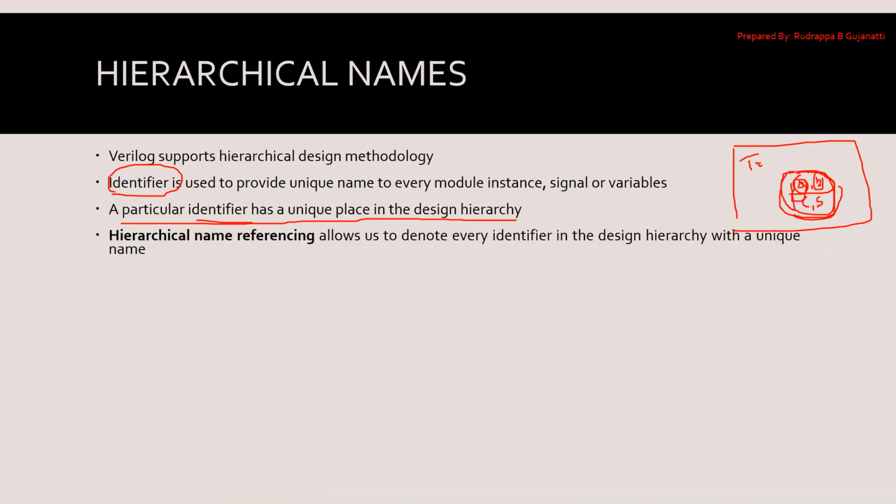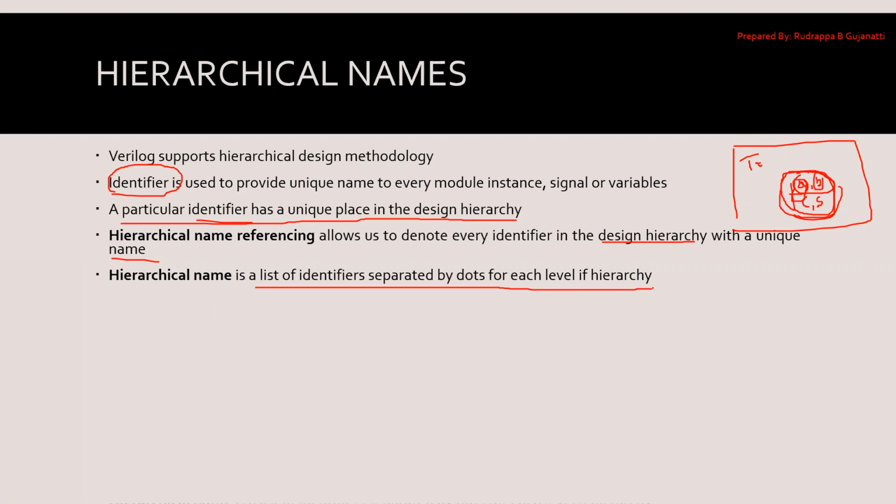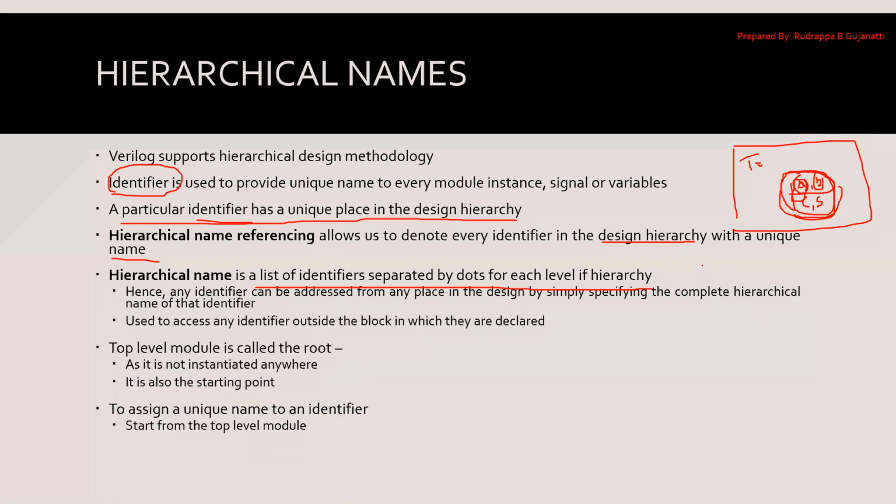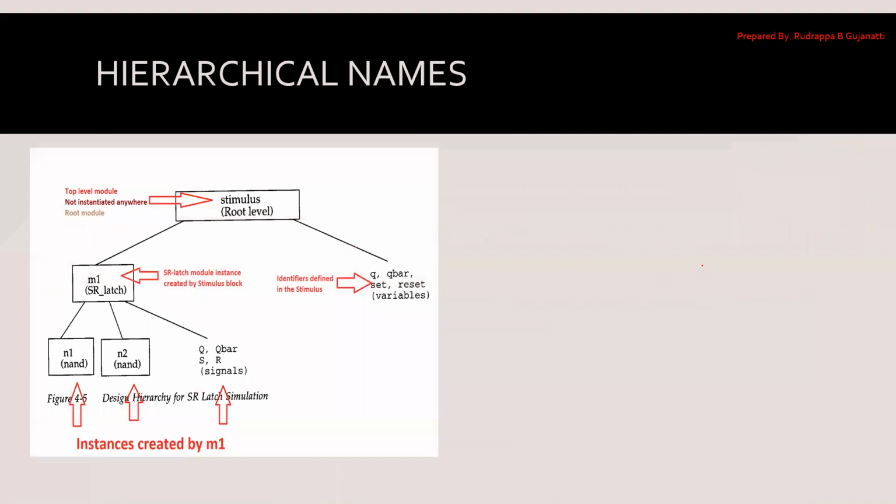Next, we have hierarchical name referencing. It basically allows us to denote every identifier in the design hierarchy with a unique name. A hierarchical name is a list of identifiers separated by dots at each level of hierarchy. In the example it will be clear, so we'll go to the example over here.